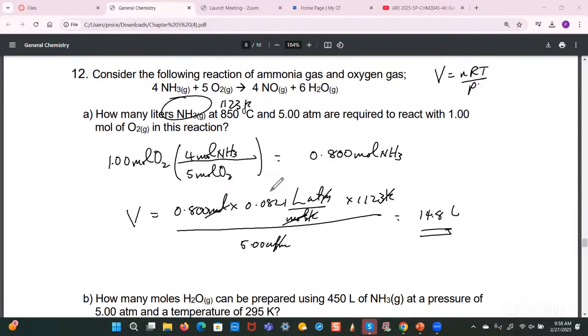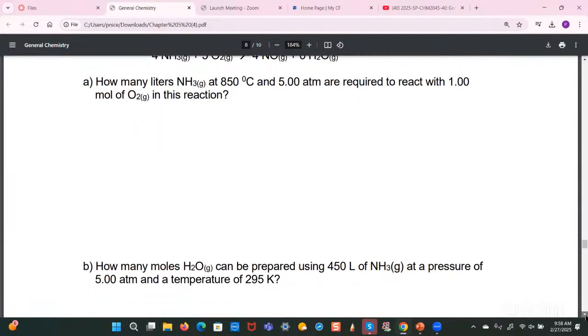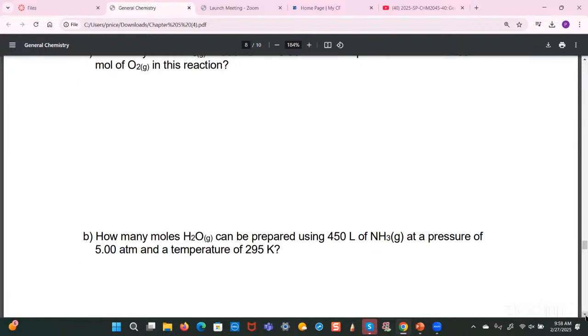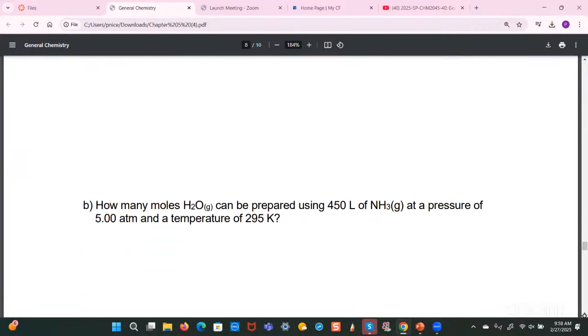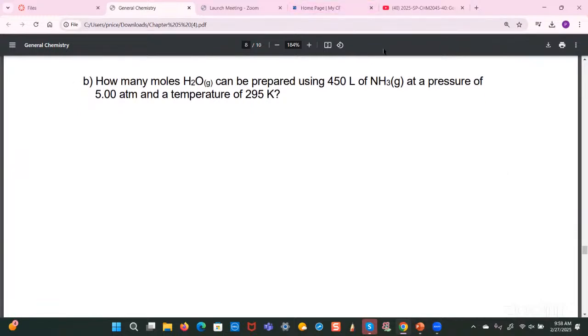Okay, is it okay for me to clear this? Yes, no, maybe so? All right, let me clear it. And let me scroll down to part B. Same equation, but this time the question is asking for the moles of water. Let me scroll this all the way down. So this time, the question is asking for the moles of water, right?